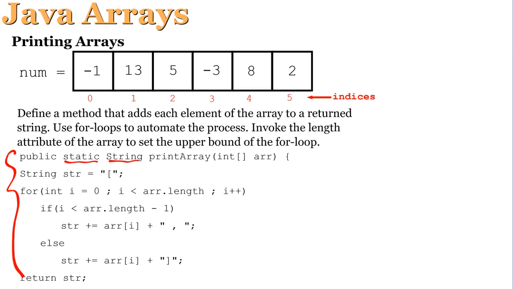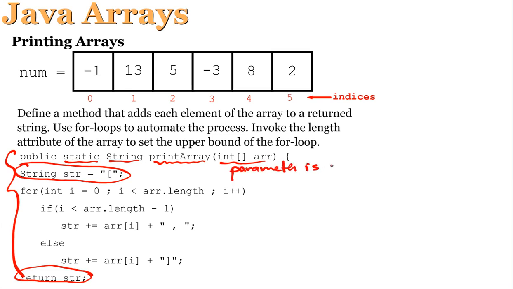String is the data type it's going to return. We see that we're returning a string called str, which was declared in the first line of the method. This is our method name, printArray, and here is our parameter. We have a parameter that is an integer array object. And when we pass arrays to methods, we are to understand that arrays are passed to methods by the values they store.